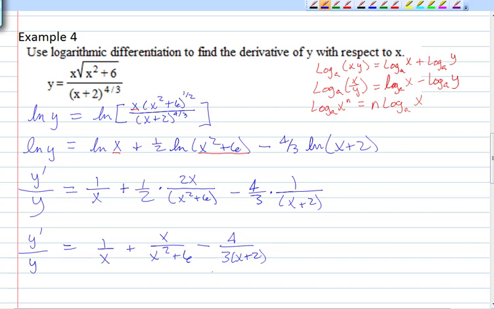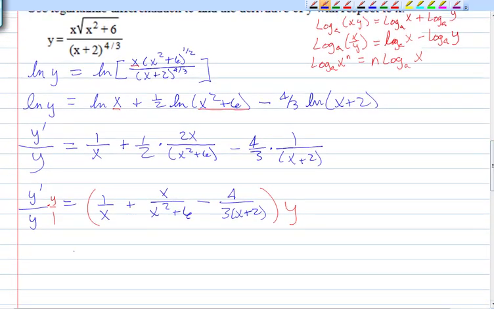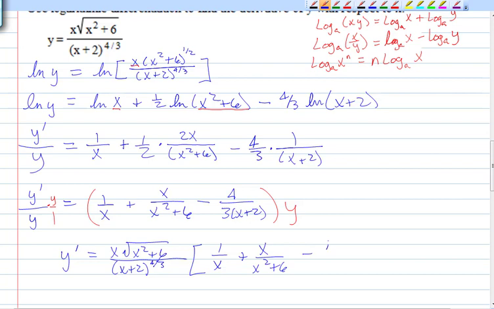How do I get the derivative by itself? Multiply everything by y. So when I multiply this by y, I've also got to multiply this by y. So what I end up with is the derivative is equal to y, which was x square root of x squared plus 6 over x plus 2 to the 4/3 power, times 1 over x plus x over x squared plus 6 minus 4 over 3 times x plus 2. I'm not going to worry about getting a common denominator for this at this point. Just leave it alone. This is what we get.